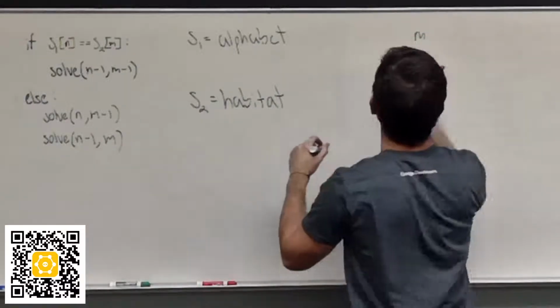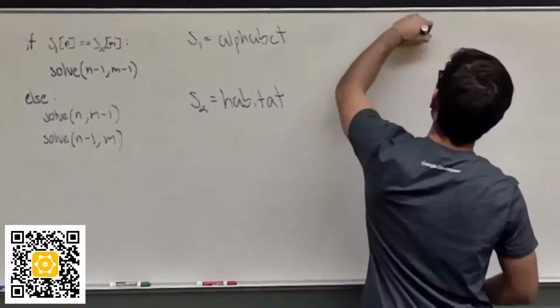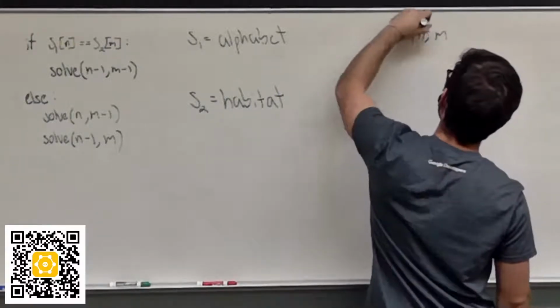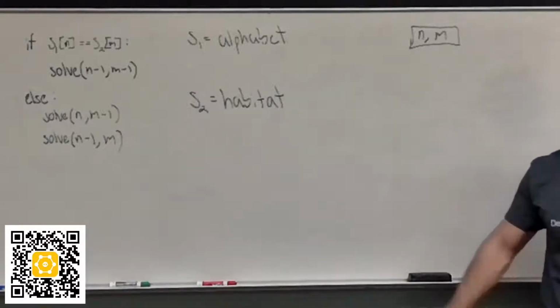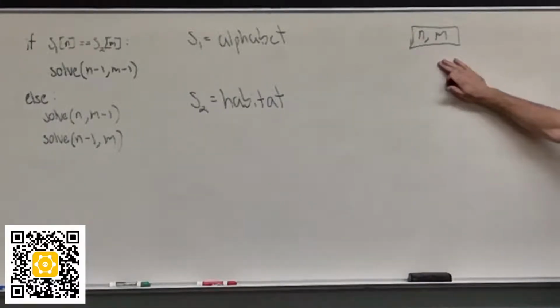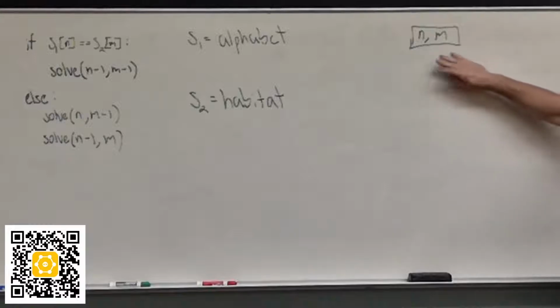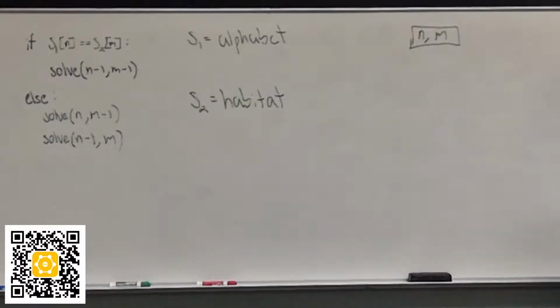Did I do n first? I did do n first. So when we are inside of this function, they can see this, right? Okay, cool. When we're inside of this function, we have 2 variables, n and then m.